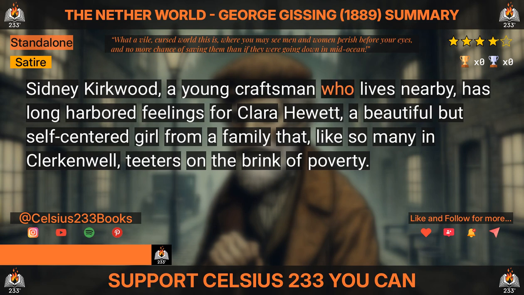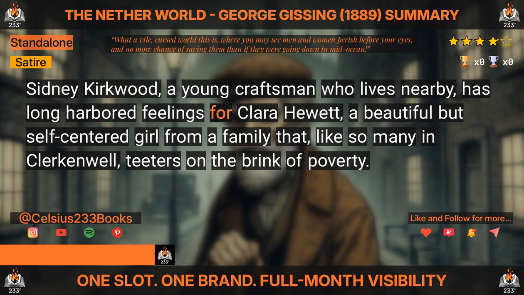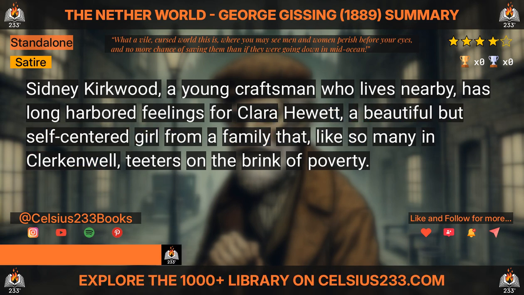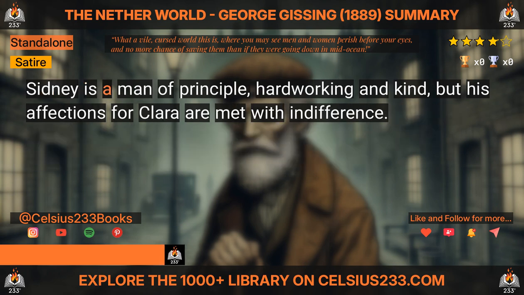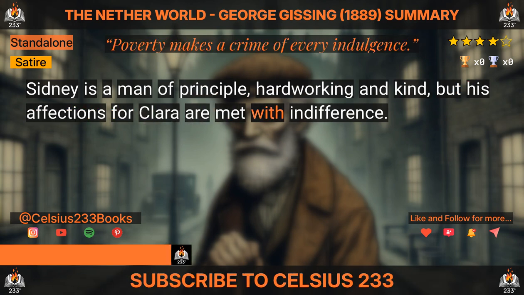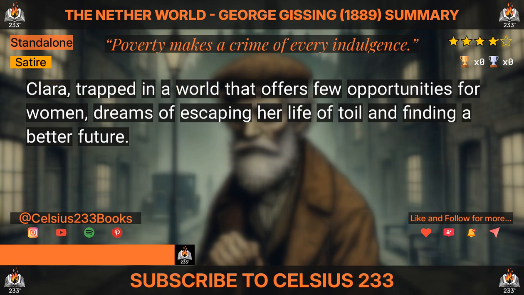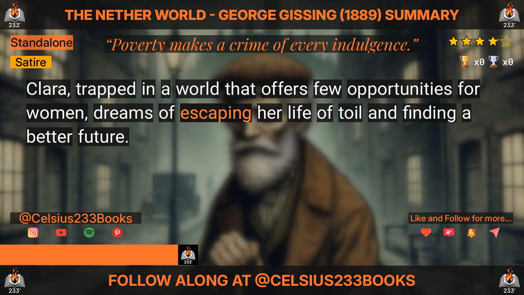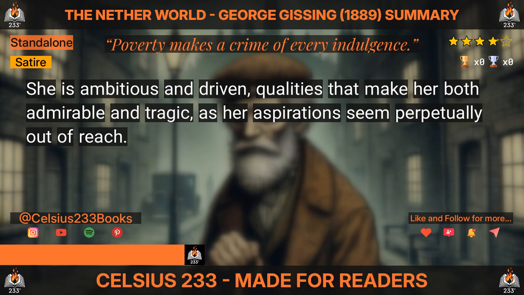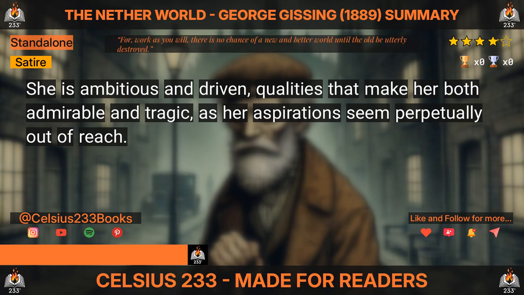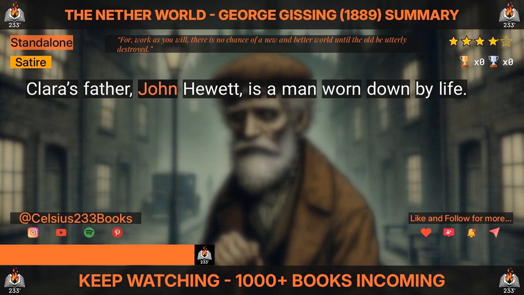Sidney Kirkwood, a young craftsman who lives nearby, has long harbored feelings for Clara Hewitt, a beautiful but self-centered girl from a family that, like so many in Clerkenwell, teeters on the brink of poverty. Sidney is a man of principle, hardworking and kind, but his affections for Clara are met with indifference. Clara, trapped in a world that offers few opportunities for women, dreams of escaping her life of toil and finding a better future. She is ambitious and driven, qualities that make her both admirable and tragic, as her aspirations seem perpetually out of reach.